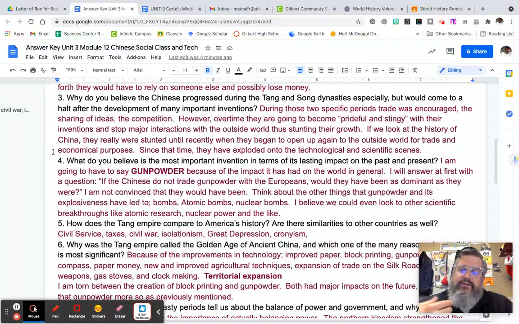Now, there's a time when they kind of become prideful and stingy with their inventions, and they stop major interaction with the outside world. Part of it is focusing more on the military because they're getting invaded, and there's some civil war going on. And that also stunts their growth, because they're focused more on one thing than another.